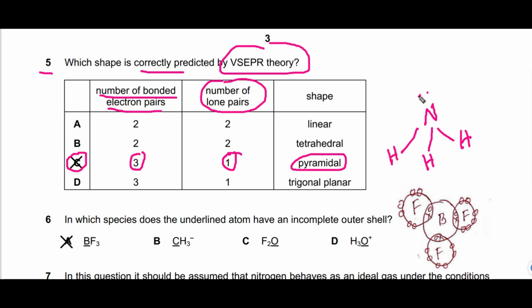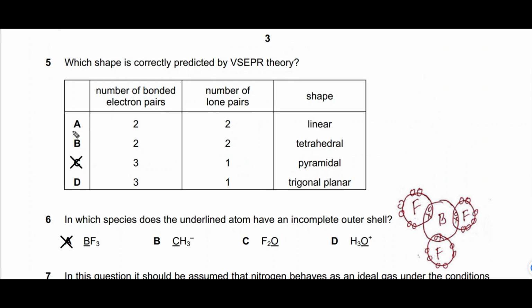2 lone pair, 1 lone pair, and 1, 2, 3 bond pair. So this shape will be pyramidal. Now why is A wrong? Number of bond electron pairs 2, number of lone pair no. This will not be linear, this will be non-linear. If 2 bond pair, 2 lone pair, shape will be non-linear.